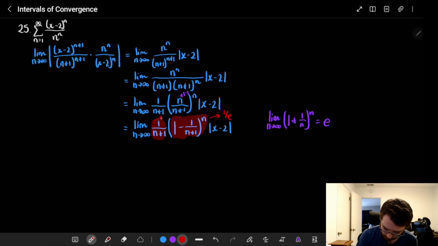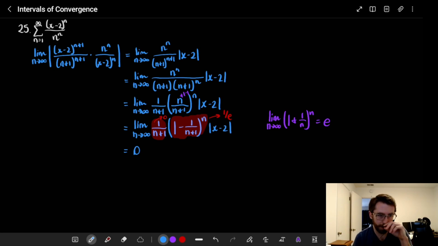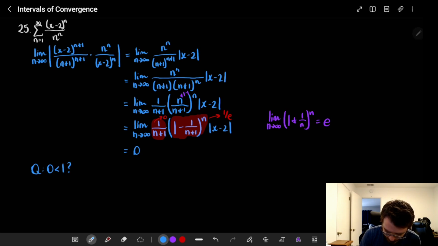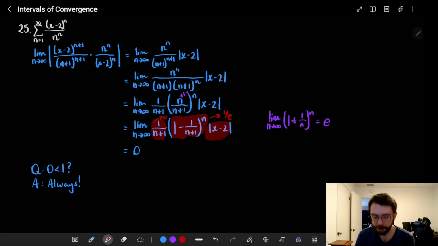So this guy went to 0, so this whole limit is 0, which is an unusual thing to get in the ratio test, but it does happen sometimes. So the question becomes, it's a silly question to write, but the ratio test always wants to know when the limit you calculated is less than 1. The answer is always. 0 is always less than 1. Essentially what I'm saying here is it doesn't matter what x is.